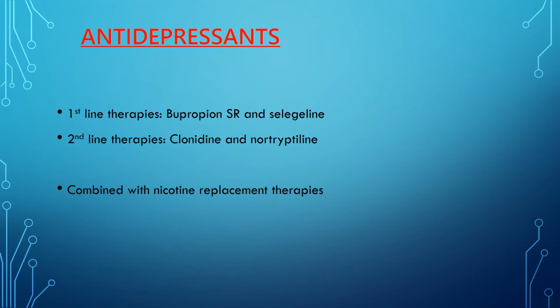Antidepressant. First line therapies are bupropion SR and selegiline. Second line therapies are clonidine and nortriptyline, combined with nicotine replacement therapies. When they cannot cope already with the signs and symptoms of nicotine withdrawal, they can be helped by giving antidepressants. With the combination of the two, it may help them to overcome the first few days after quitting smoking.